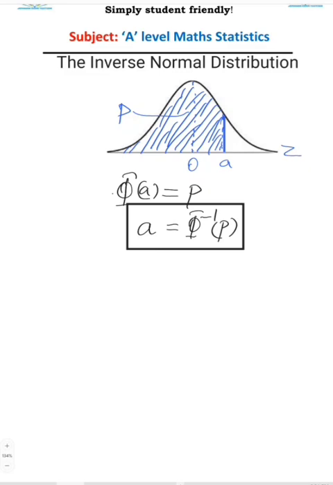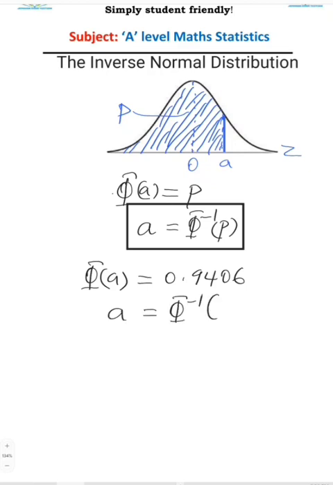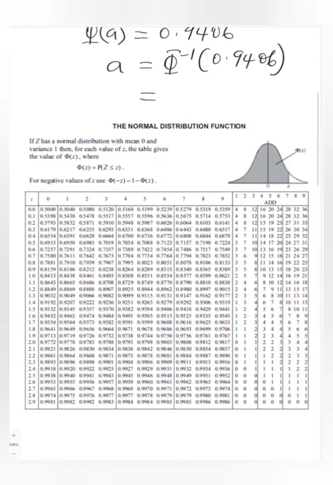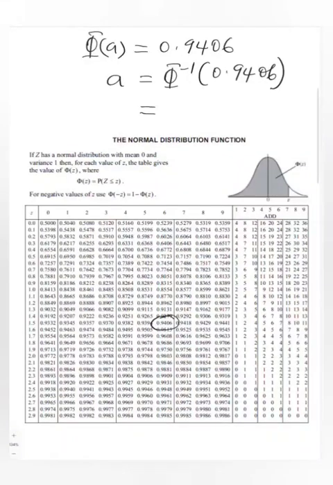Let us take the case where we have phi of A equals 0.9406. To have the Z score A that led to that probability value, I will take phi inverse of both sides so that I get A equals phi inverse of 0.9406. And from there now I can go to the table. So on the table I would locate 0.9406. So 0.9406 is located here.